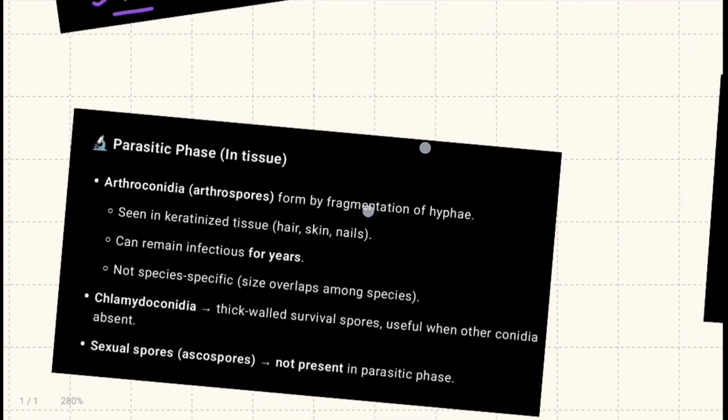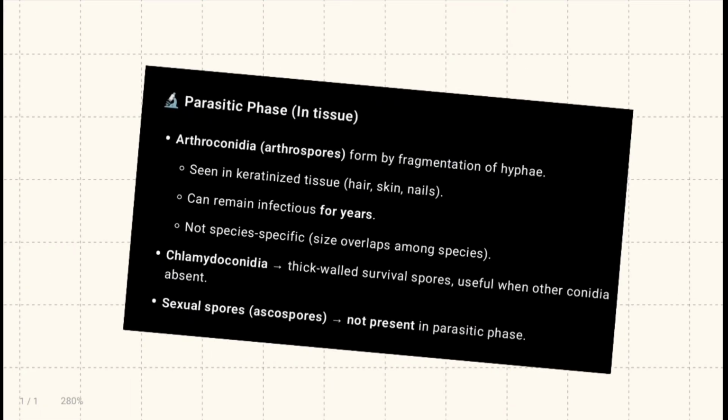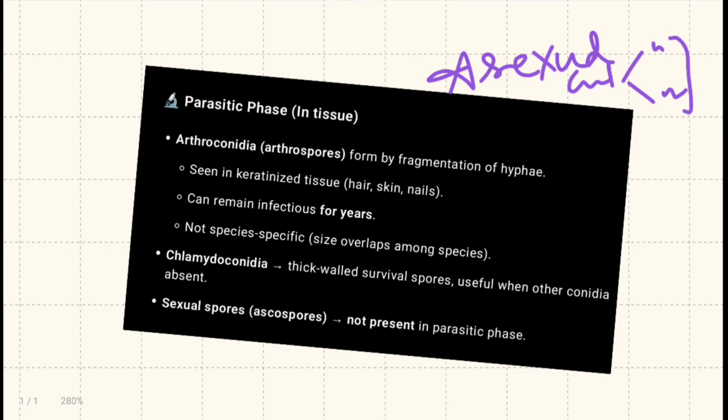Now we'll discuss the morphology of the parasitic phase. As we already discussed, the parasitic phase dermatophyte is the infective unit, which is present in the host tissues that have got infected. Basically, it also produces a set of asexual spores, conidia, macroconidia, and microconidia. Again, in the parasitic phase, we'll see a different set of spores produced from the dermatophytes.